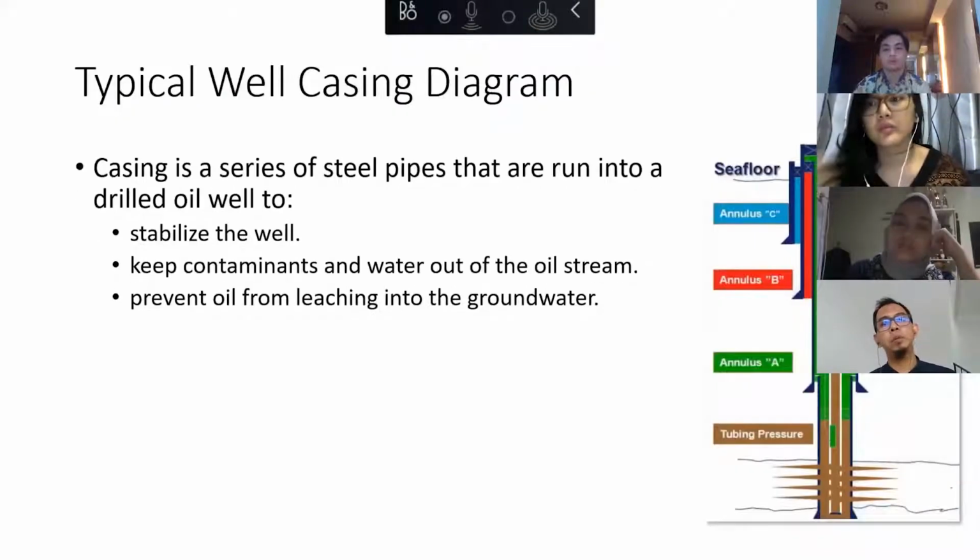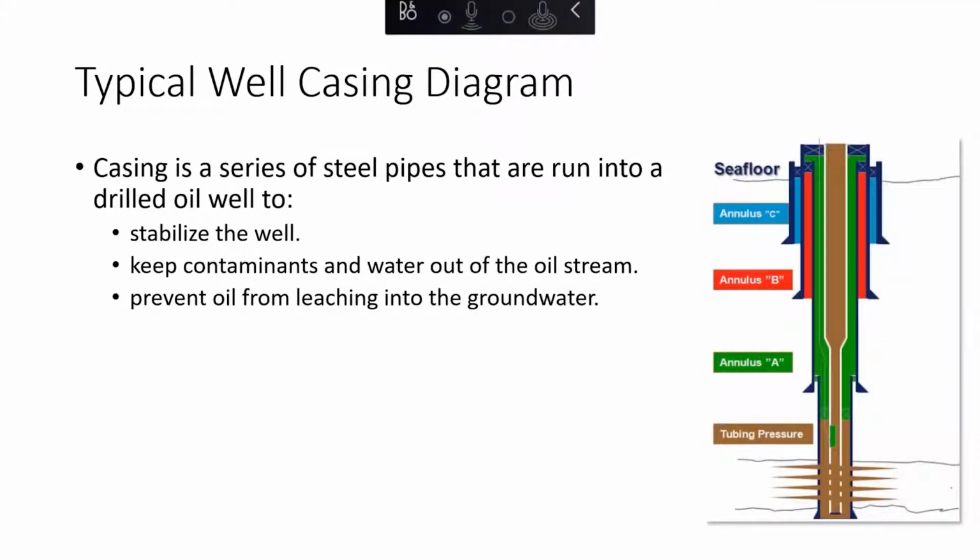A typical well casing diagram is like this. You have annulus C, annulus B, annulus A, and a tubing section. These sections are mainly divided by the casing. It's a big pipe that we install in the well so that we can stabilize the well, keep contaminants and water out of the oil system, and also prevent oil from leaching into the groundwater.